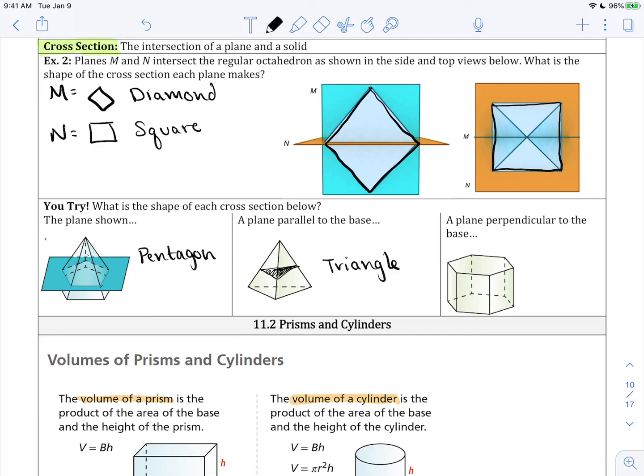All right, last one. What do you think a plane perpendicular to the base would be? Well, perpendicular to the base would look something kind of like this. So a rectangle.